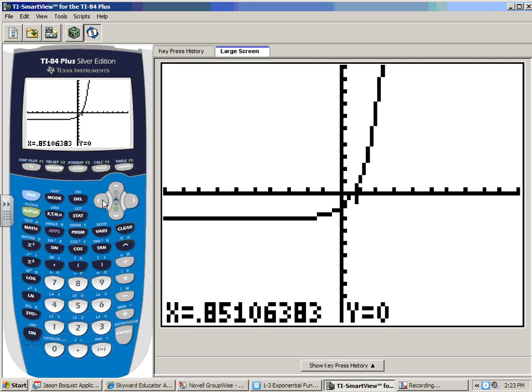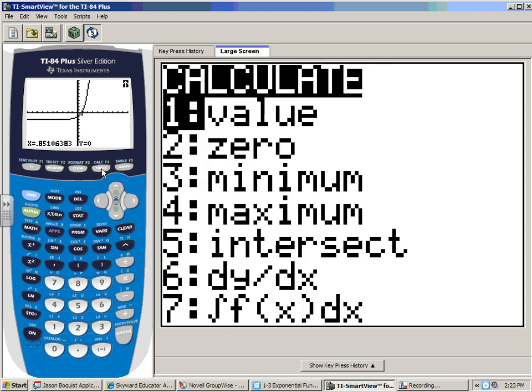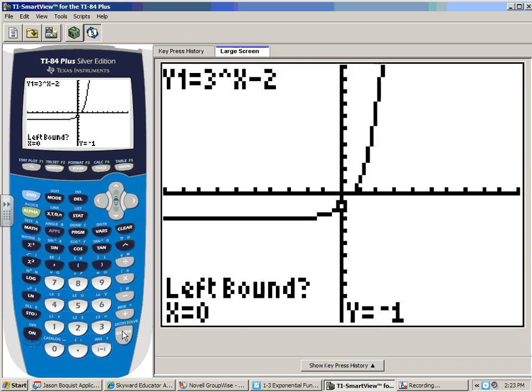At least mine's blue. Yours is probably that peach color, orange or whatever. So it's the one right above here. So hit second and then trace. And what are we trying to calculate? Oh, a 0. Hey, it's the second one. All right. Now, the problem with that is, this probably won't work again, but all right.